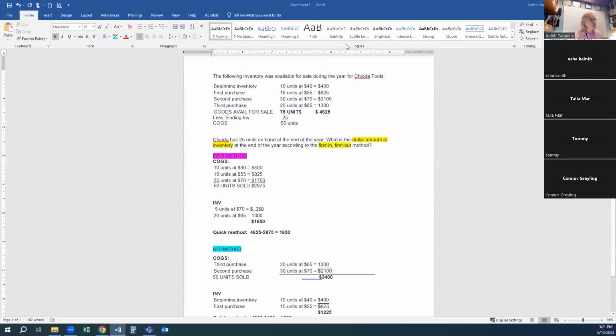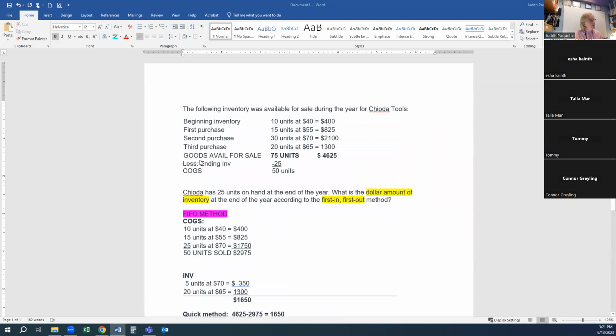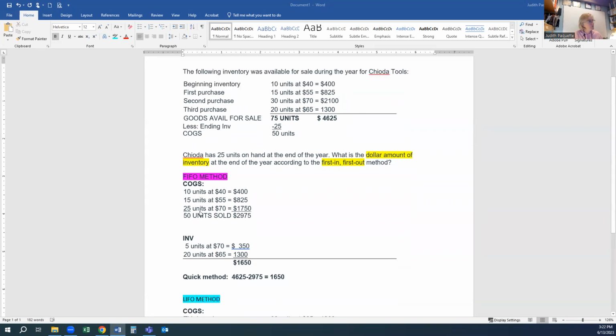Recording now. We have just gone over one of the quiz problems, and I will send it out to you guys. They give all the purchase information. We calculated the extended cost here. We calculated the goods available for sale in units, which are 75, and in dollars, which in this case were 4,625. They told us that ending inventory was 25 units, so we knew we had 50 that were sold. Then they said, give us the year-end dollar amount of ending inventory.